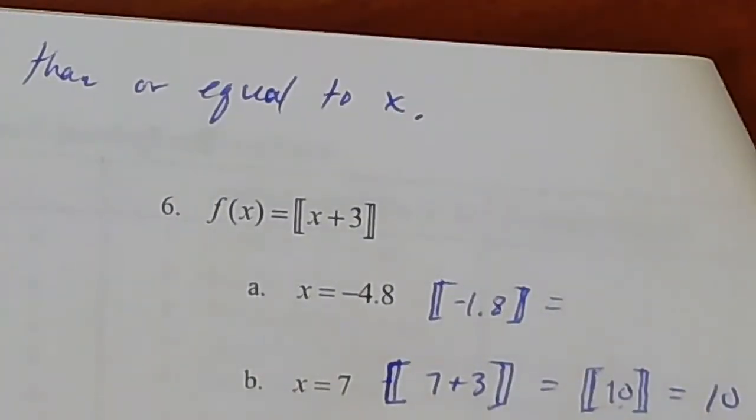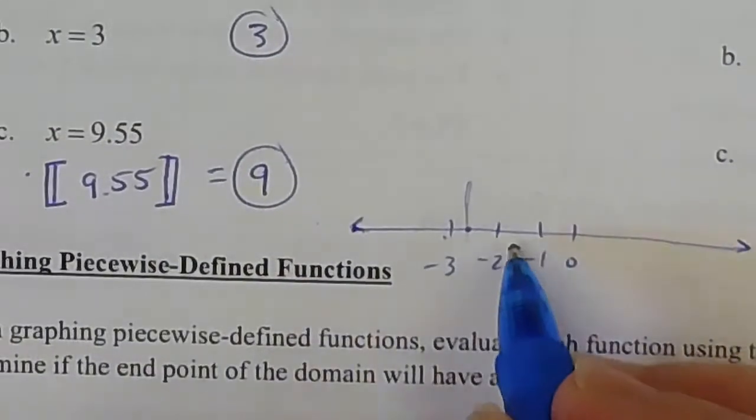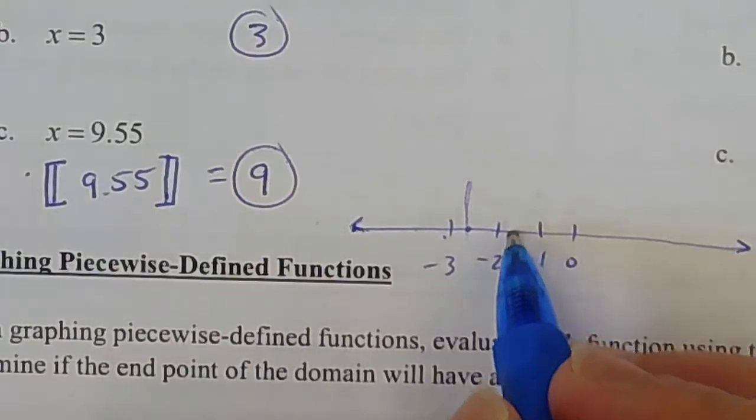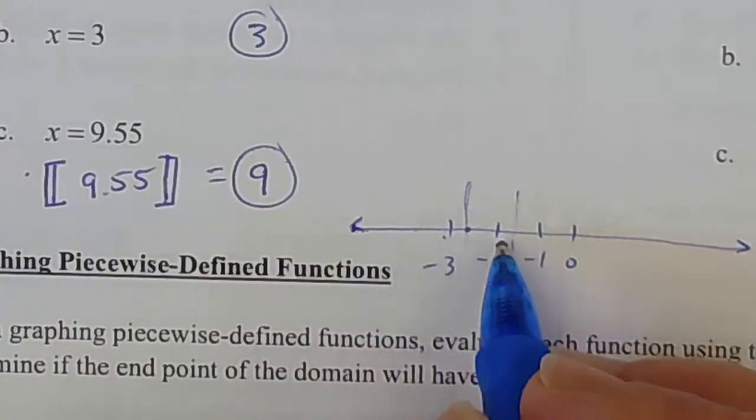All right, so using the number line again, taking negative 4.8, adding 3 gives us negative 1.8. So negative 1.8 is approximately here. So what's the greatest integer less than that? It's negative 2.